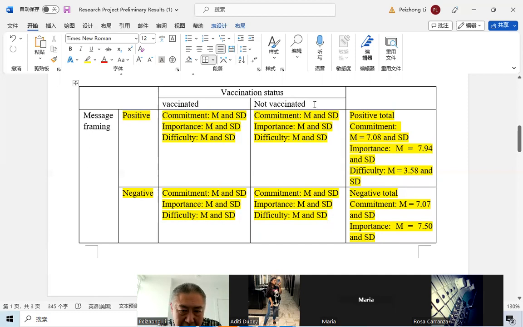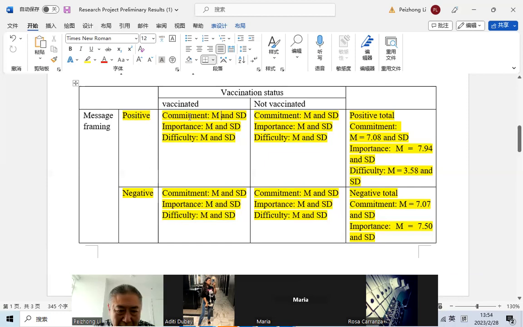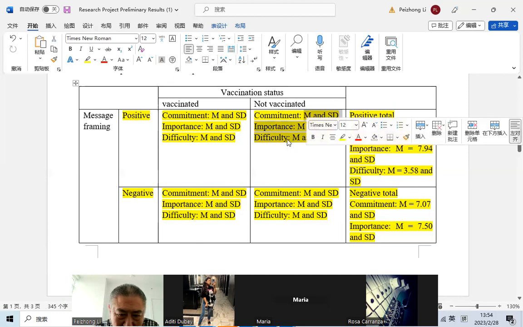But for those swing voters, for these two groups not vaccinated, these people are considering, should I go get vaccinated or not? I believe that if you present the message in a positive way, they get more persuaded than presenting it in a negative way. In other words, we need to look at the patterns of the means. So here, this group and the two column groups will not differ from each other in terms of commitment, importance, and difficulty. But these two groups on the right column should differ. The positive framing group should be showing stronger commitment, stronger importance, and weaker difficulty.